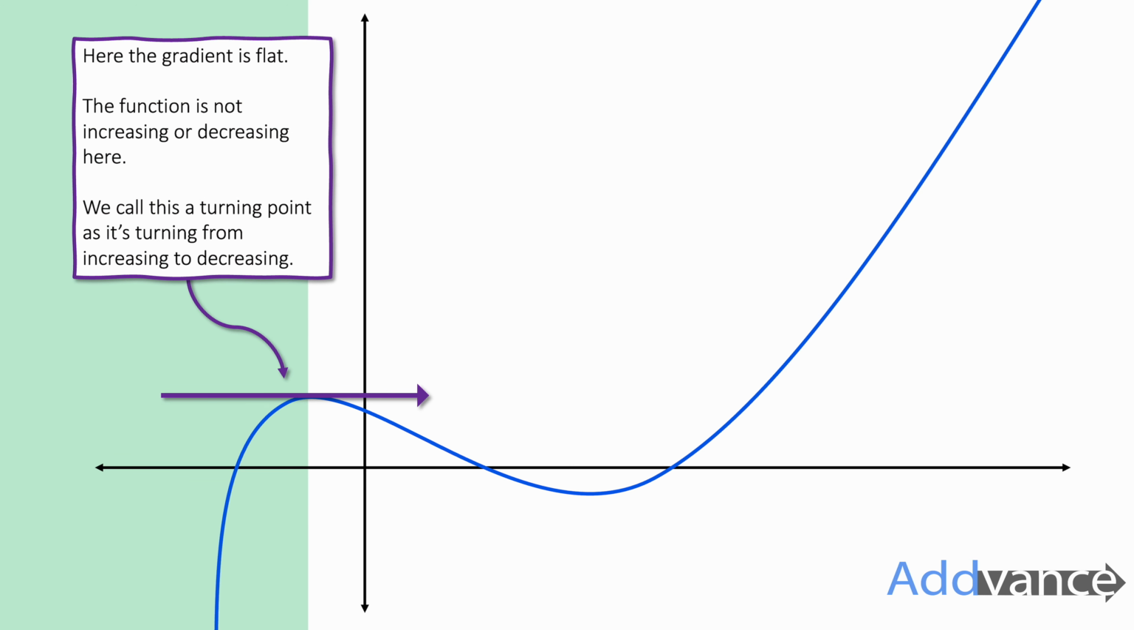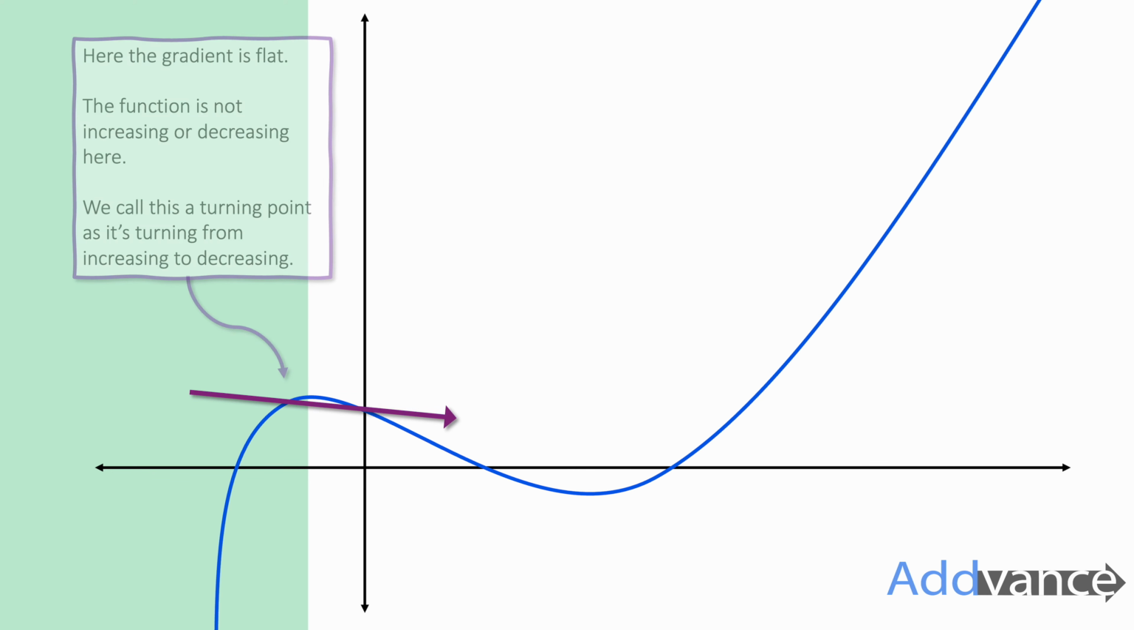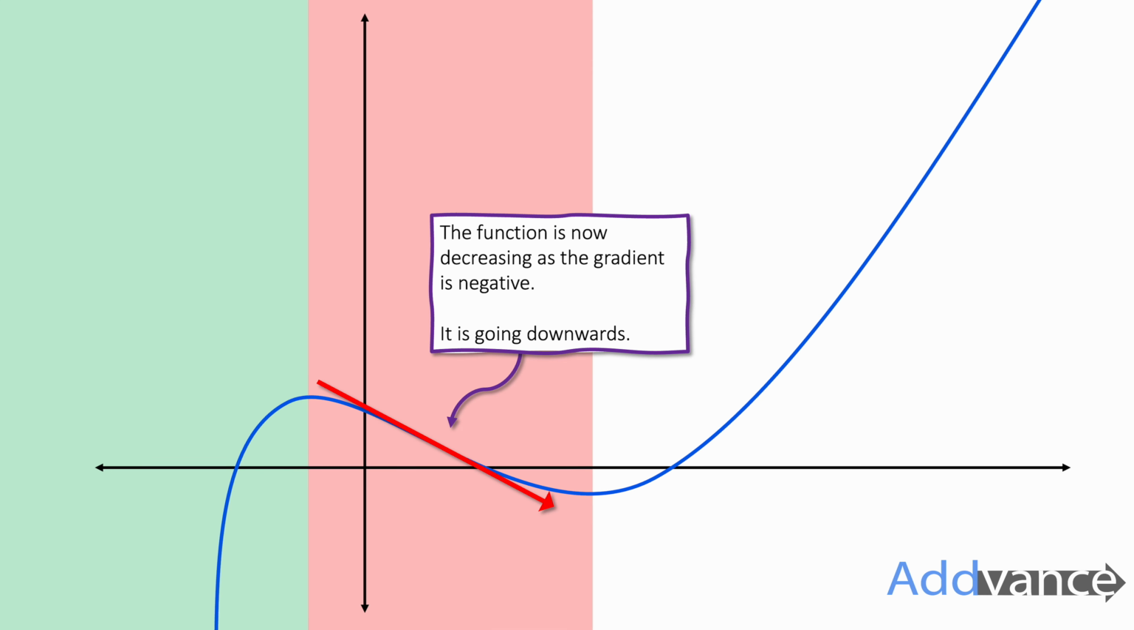But here, the gradient is flat. The tangent is flat. The function is not increasing or decreasing here. And we call this point a turning point as it's turning from increasing to decreasing. At that point there, the gradient is 0 because the tangent is flat. Here, the function is now decreasing, it is going down, and so the gradient is negative.